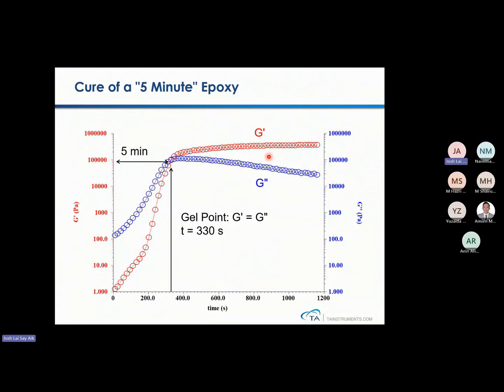So this is a cure of 5 minute epoxy. So this is the time sweep from which you can get the gel point, crossover point, and so forth. So before gelling, you can see G double prime is overtaking, slightly higher. And after gelling, it becomes solid. So you can see it becomes more solid.